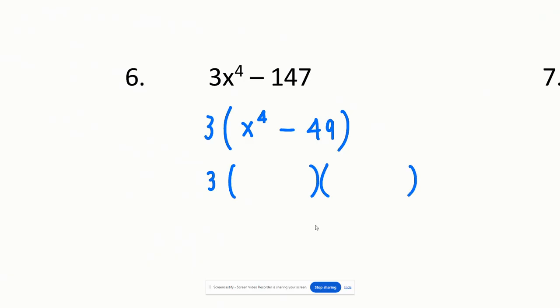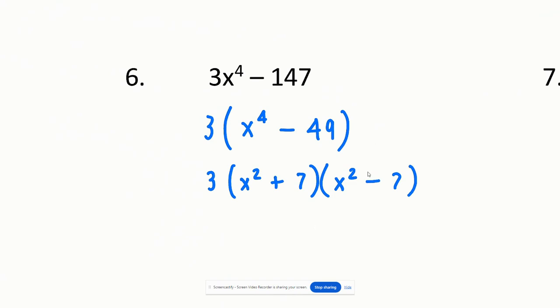And this is how easy this is. What multiplies by itself to get x to the 4th? X squared times x squared. What did y'all just tell me multiply by itself to get 49? 7 and 7. And what can we do with difference of squares? Plus and minus.